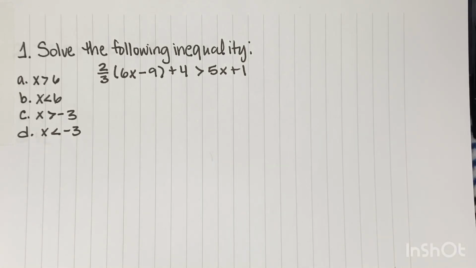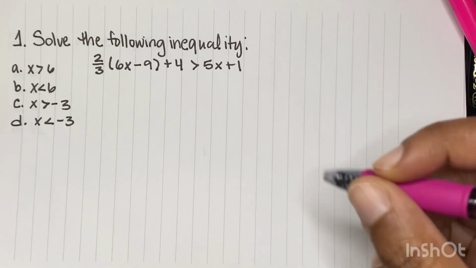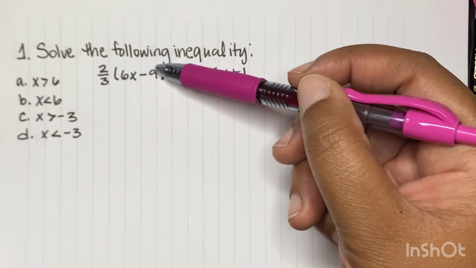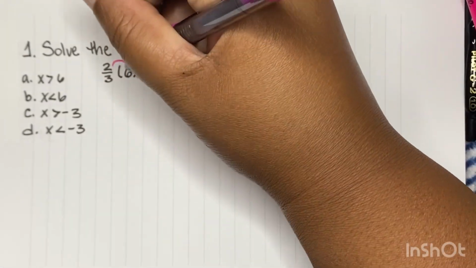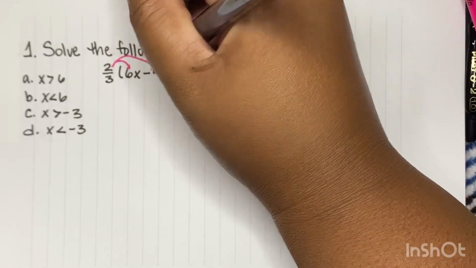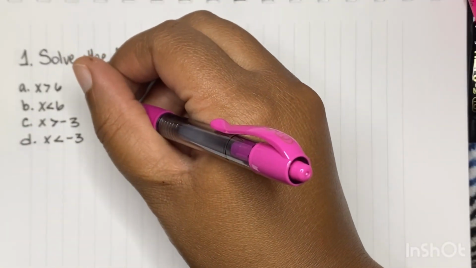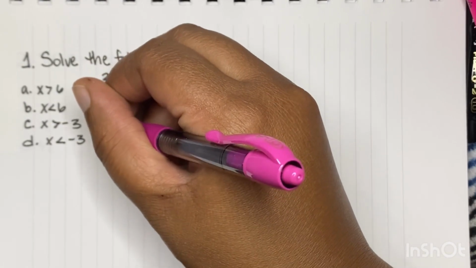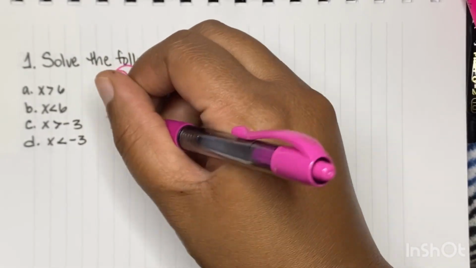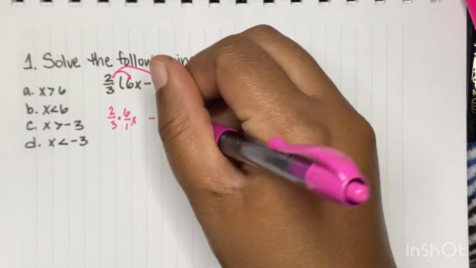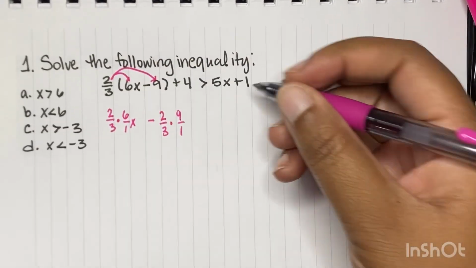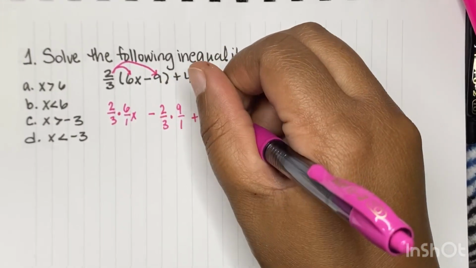Alrighty, we're going to be doing some ASVAB inequalities questions. It says solve the following inequality. Whenever you have a number attached to a parenthesis, that means you're going to distribute, which means you're going to multiply here to here, okay? So really we're going to be doing 2/3 times 6/1 x minus 2/3 times 9/1, okay? And I'm going to drop down everything else.